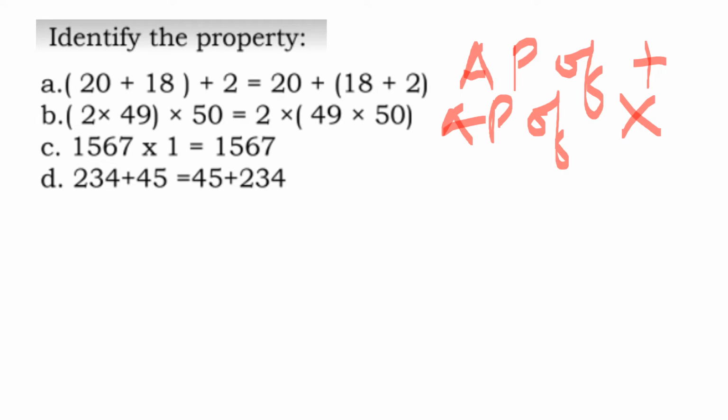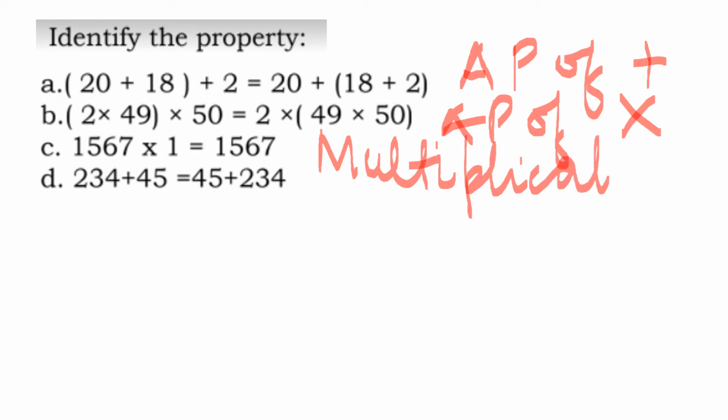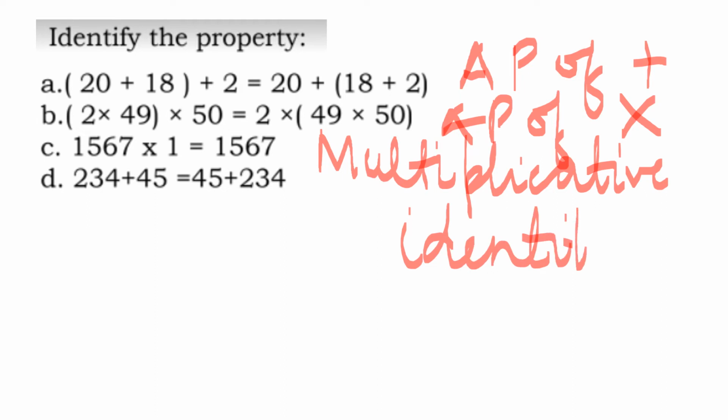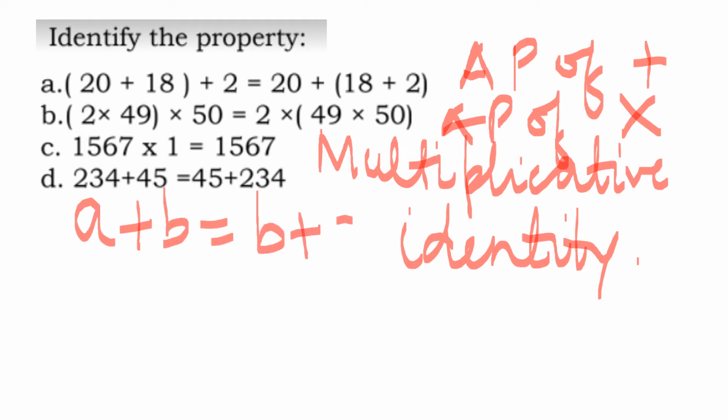In the C part, it is given to you 1567 into 1 is equal to 1567, the number itself. This is the multiplicative identity property, the C part. And the last part is A plus B. Two numbers are being added and the order of adding is changed. Therefore, this is called the commutative property.